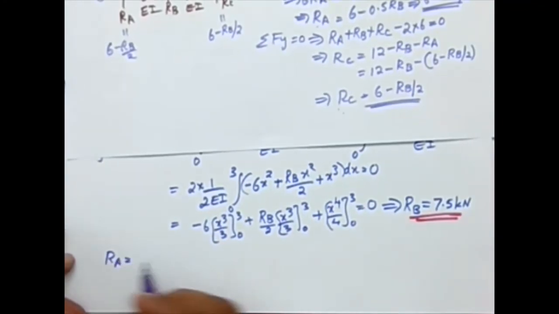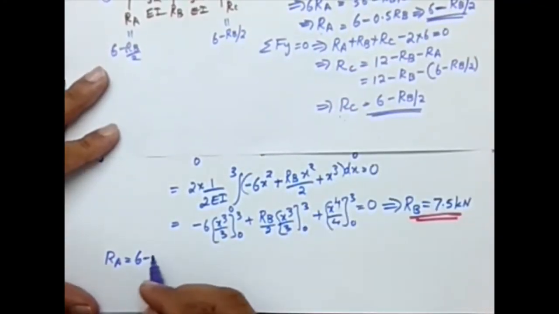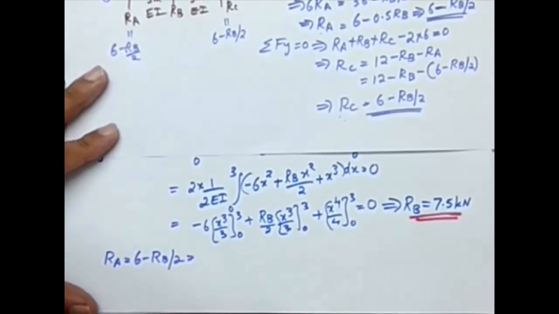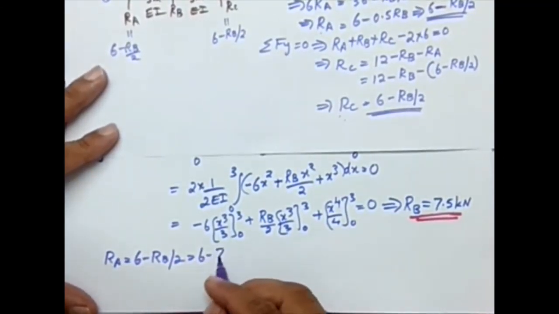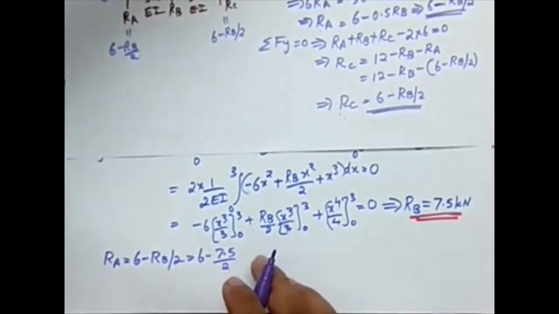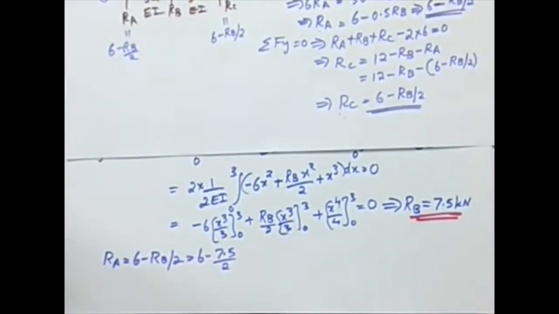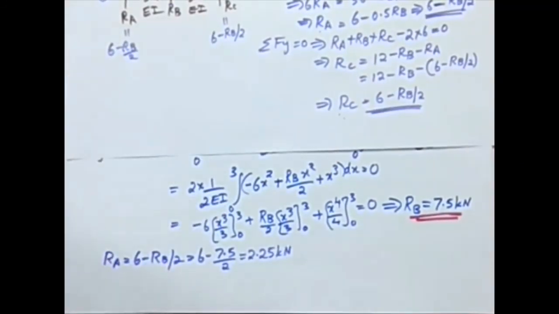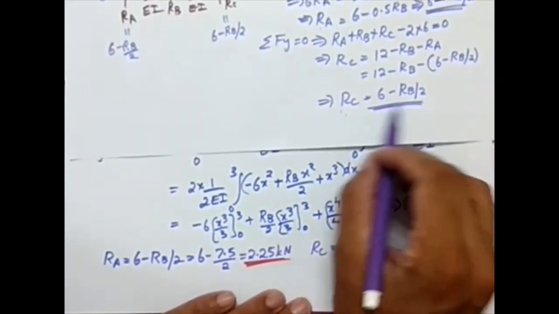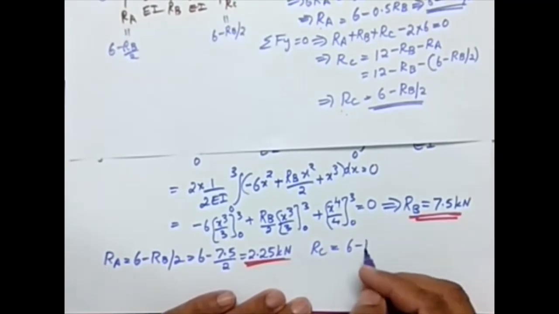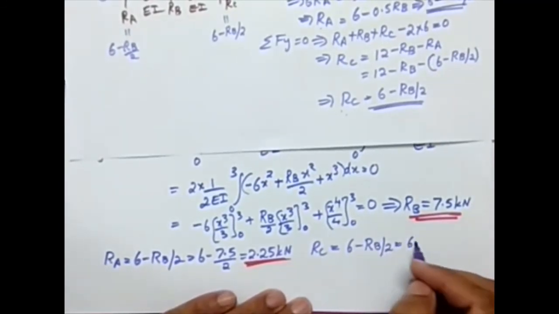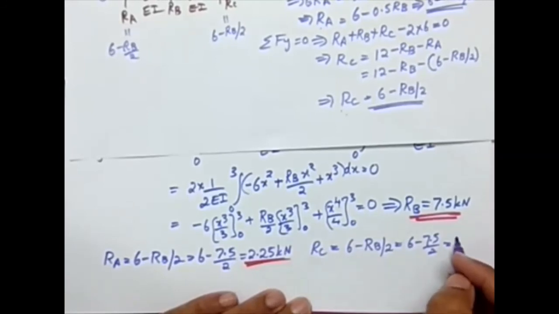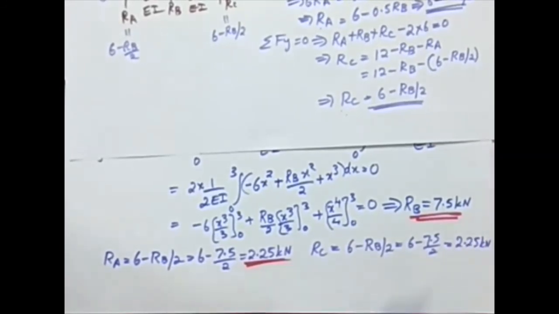So Ra is equal to, from here, Ra is equal to 6 minus Rb by 2. Basically that means 6 minus 7.5 divided by 2. You are going to get it as 2.25 kilonewton. That's the value of Ra. And what about Rc? Rc is also 6 minus Rb by 2, that is again 6 minus 7.5 by 2, that is also 2.25 kilonewton.